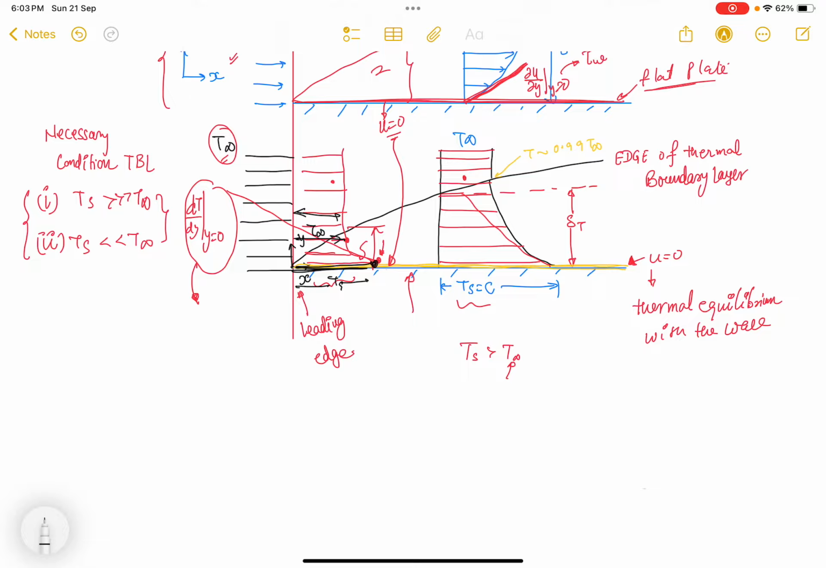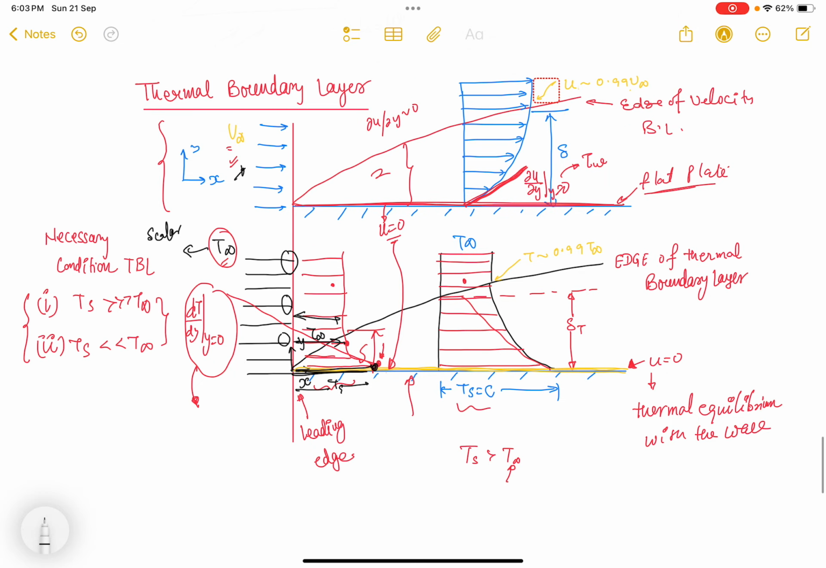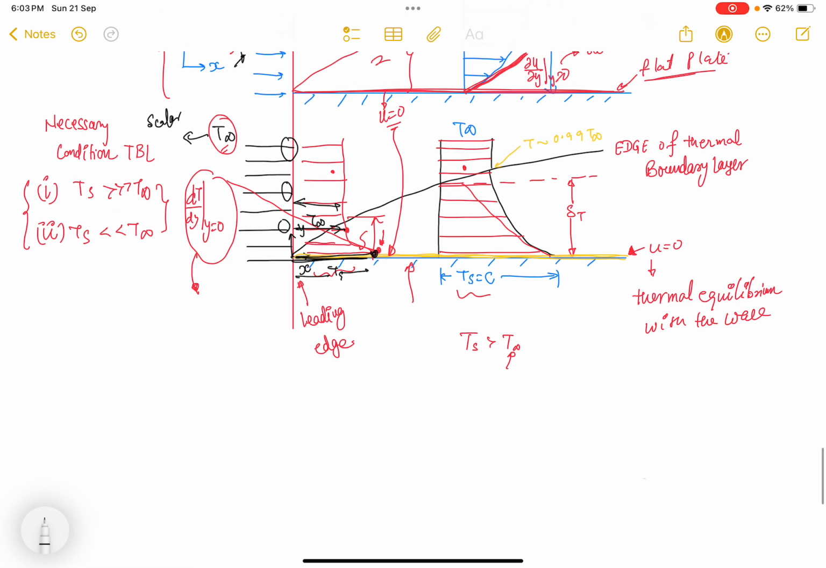Note that we are not providing any arrows in the fluid when we are representing the temperature, because temperature is a scalar. But when we are showing the velocity distribution, we are showing the arrows because velocity is a vector, right?